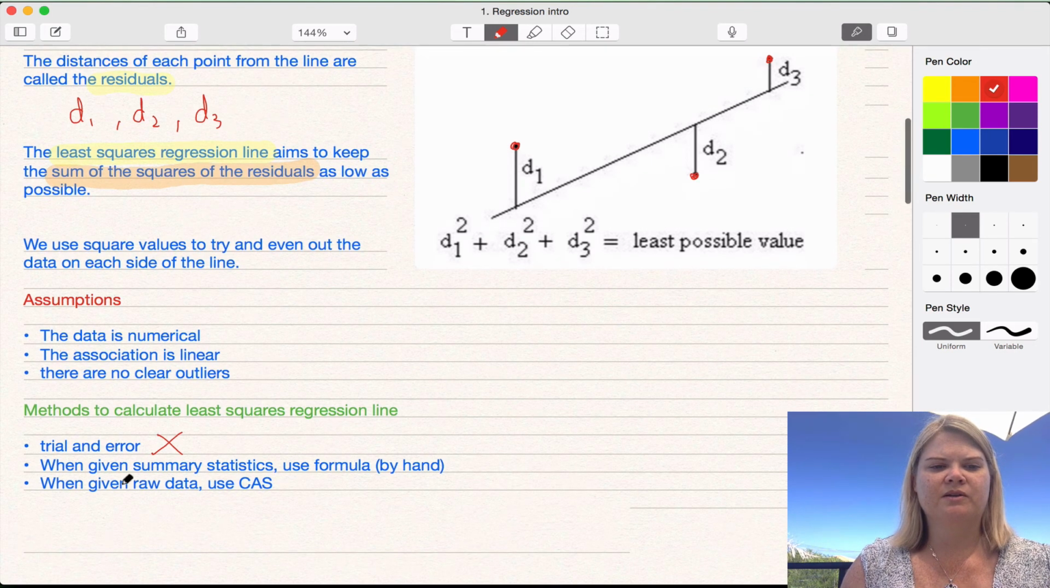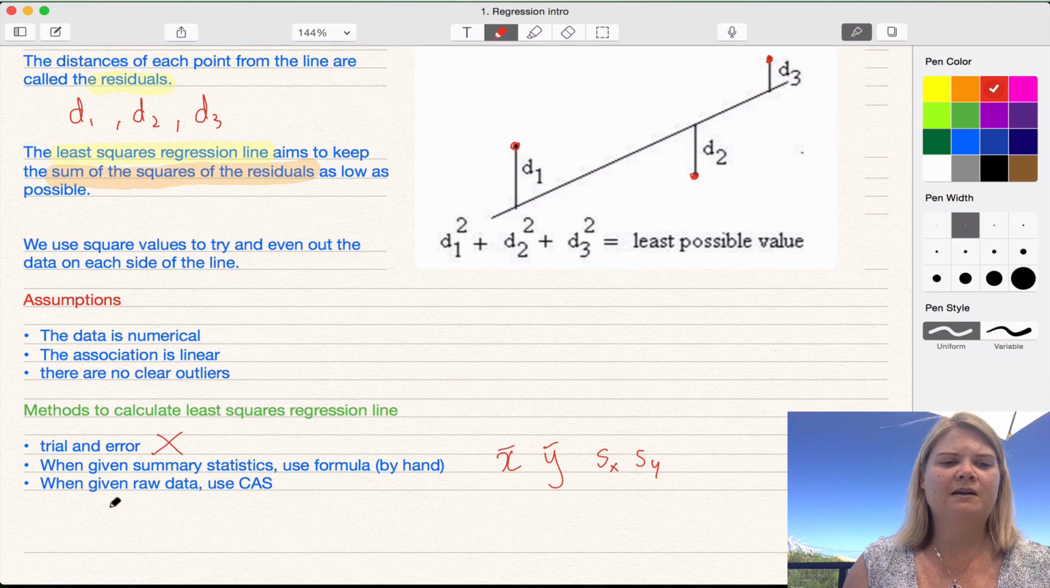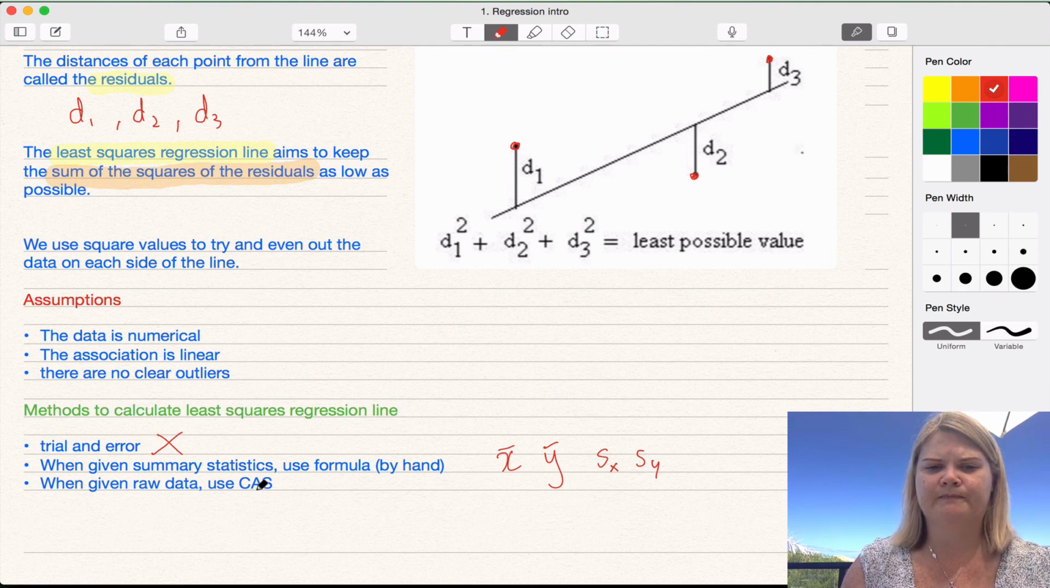These are the 2 methods we're going to use. The first one is to use when you're given summary statistics. So when you're given X bar, Y bar, standard deviation of X and standard deviation of Y, things like that, then you can use the formula that will be in another video and solve it by hand, and you'll be expected to know how to do that. If you are given the raw data, so you're just given a table of values, then you can enter that and use your CAS, which will be in a further video.